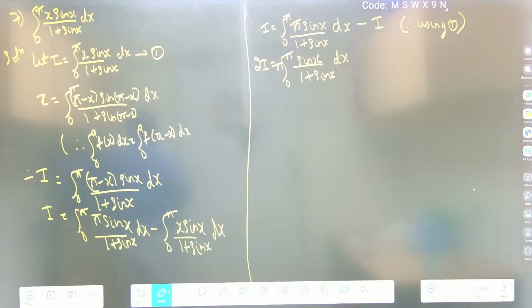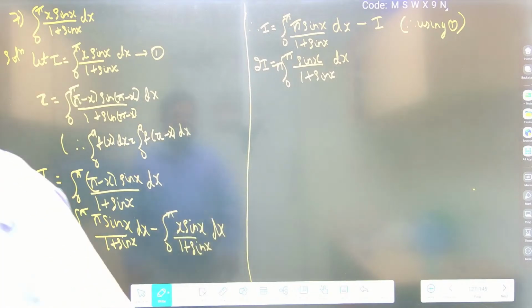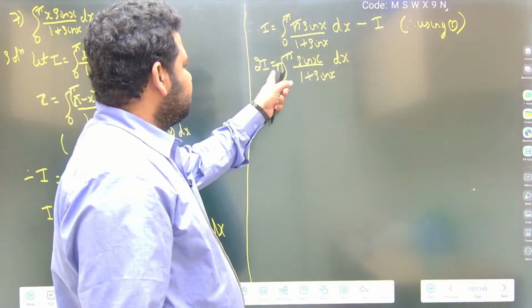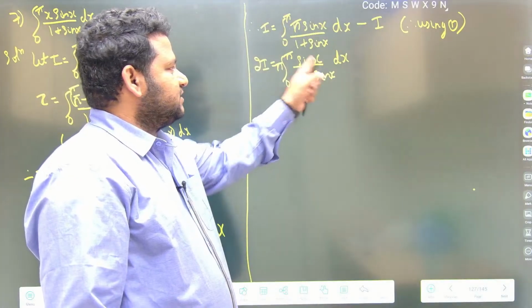Think correctly about what we can do here. Some modification we have to do. What is that modification? You have to think. It is the same as the previous question, you will get it if you do the modification. So here we have the integral from 0 to pi of sin x by 1 plus sin x dx.